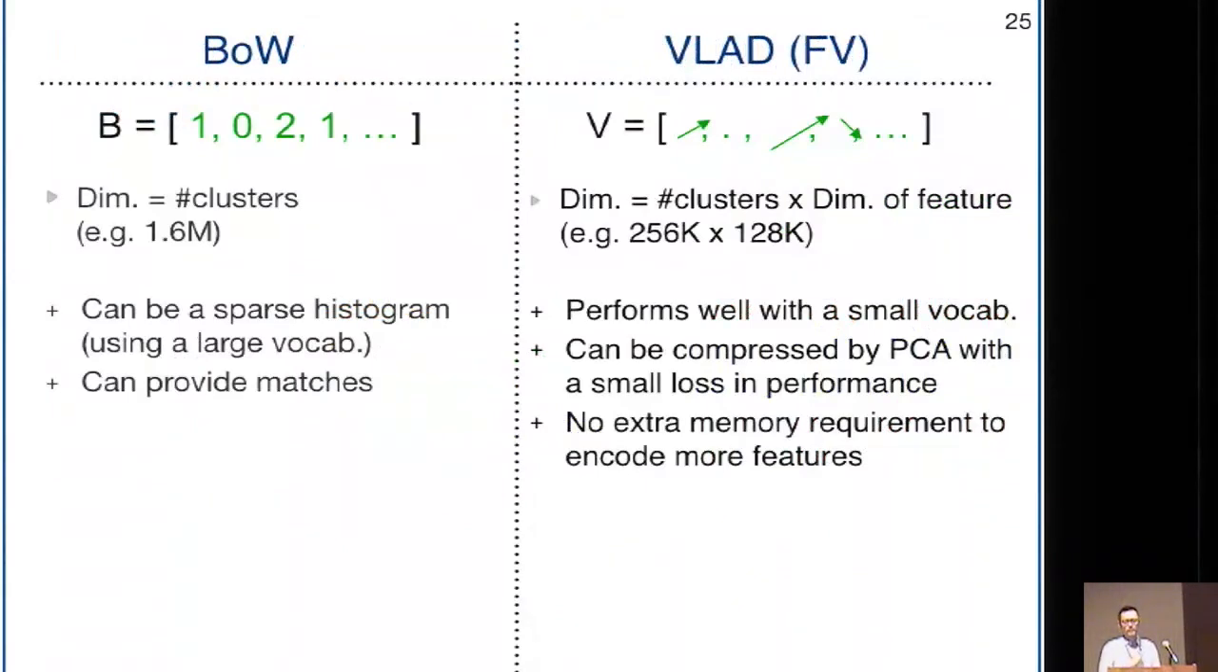So here is the comparison between bag of words and VLAD. For bag of words, it is good to use a large vocabulary because it makes the histogram sparser, and then you can efficiently implement it with inverted indexing. Another good point is that bag of words matching is essentially feature matching with quantization, so it can naturally provide feature-to-feature matches.